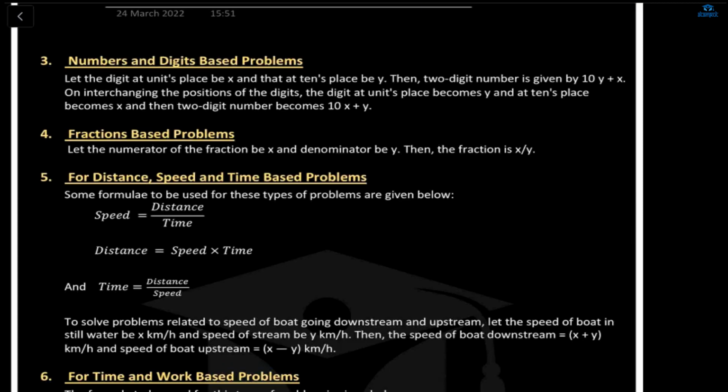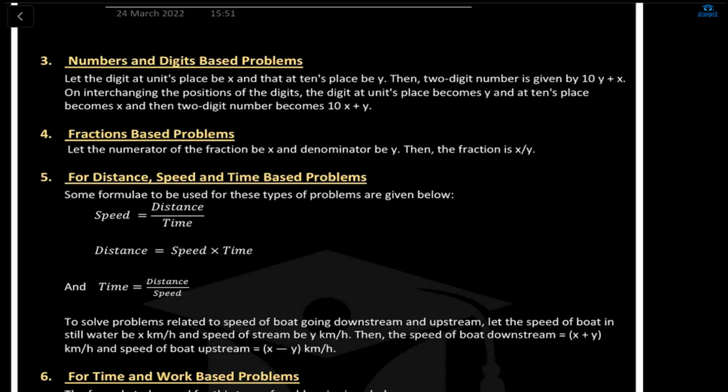So 10y plus x. Since I have assumed that y is at the tens place, that's why 10y plus x. If you assume y as the unit place number and x as the tens place number, then you write 10x plus y. So be careful when you are assuming. The variable that you assume for the tens place, multiply it with 10. Fractional problems are easy: if you are assuming a fraction, you can assume the denominator as y and the numerator as x, and form the fraction x by y.